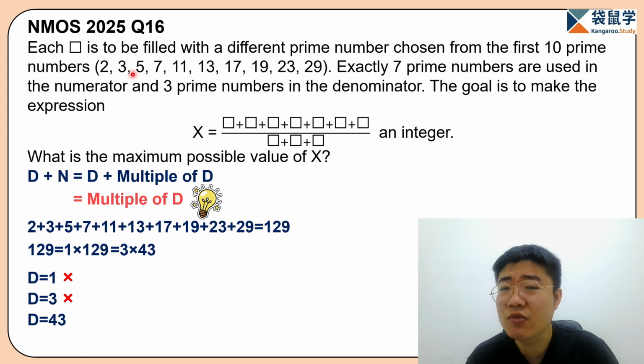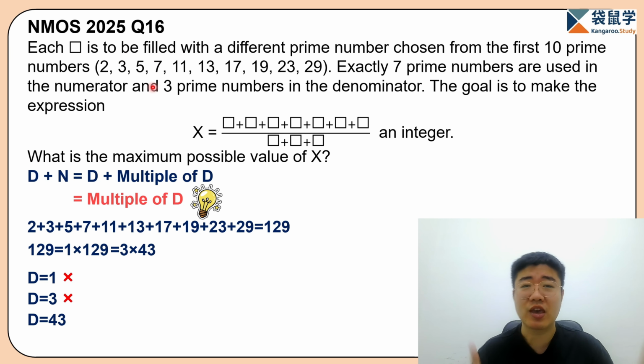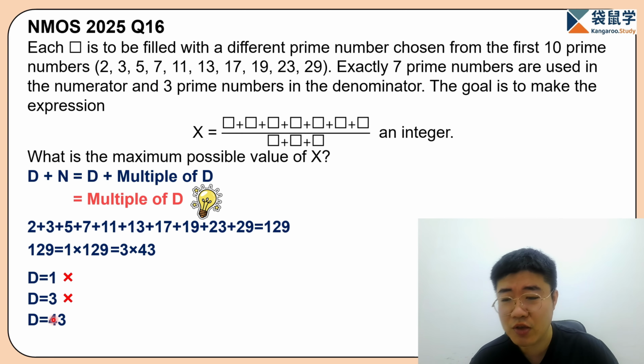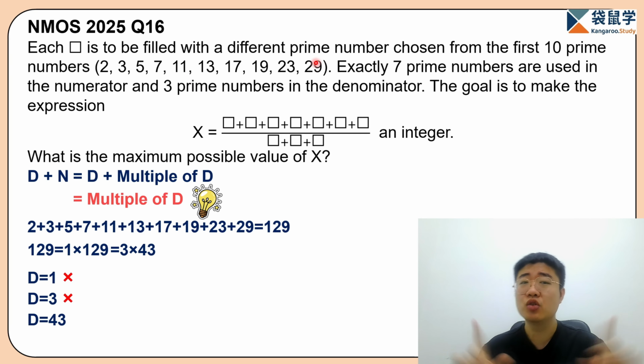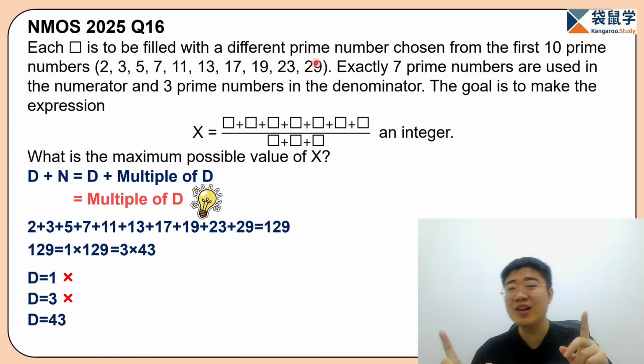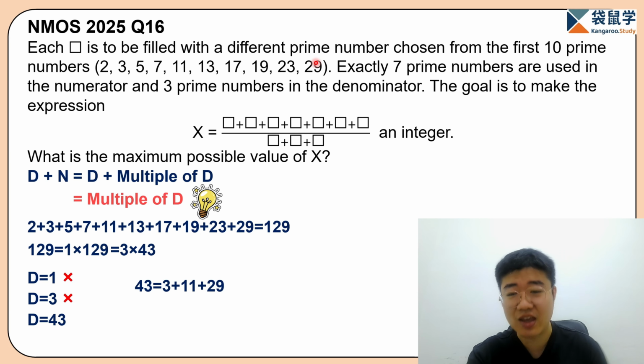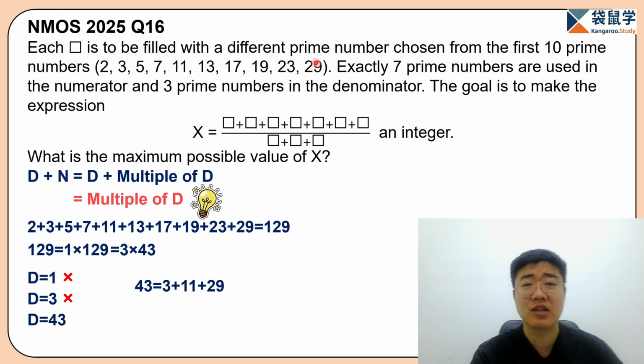Then let's try, after 3, 5, after 3, 7, we can try 3 and 11. So 3 plus 11, we get 14. And now 43 minus 14, and we find out the last number, it will be 29. So finally, we have found all 3 of the numbers here. So what we can get is 43 is 3 plus 11 plus 29.